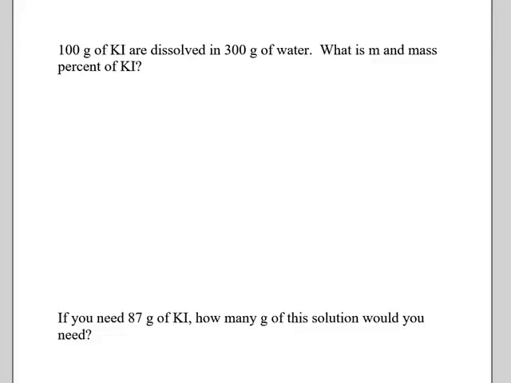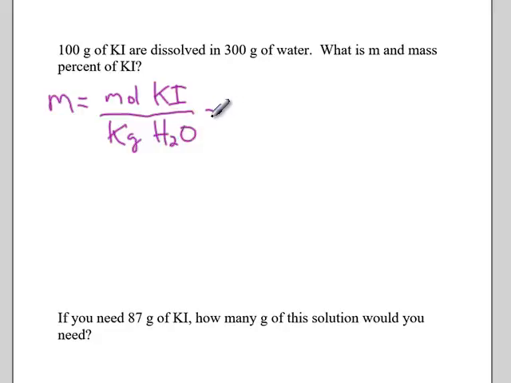So here's an example where we're given the amount of potassium iodide, 100 grams, dissolved in 300 grams of water, and we're asked to find little m, the molality, and also the mass percent of potassium iodide. So little m is moles of solute, and we know the solute is potassium iodide because there's less of that, and that's going to be divided by kilogram of solvent, and the solvent is water. So we can do each part of this fraction individually.